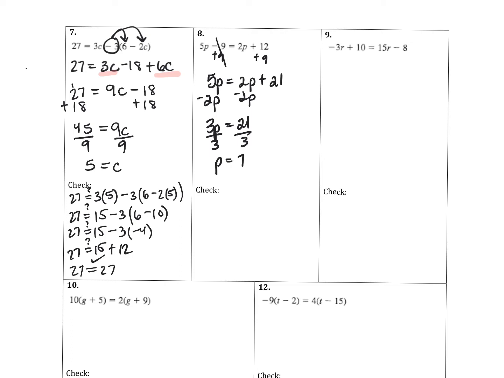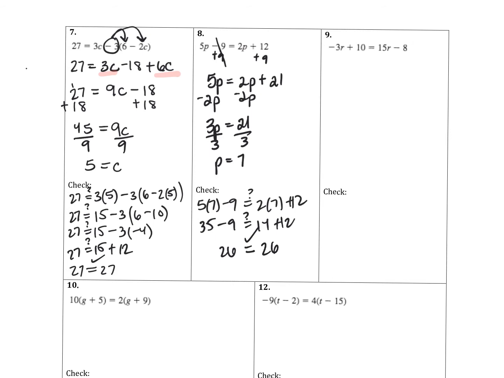To check, let's plug in 7 for p. 5 times 7 minus 9, is that equal to 2 times 7 plus 12? Let's see. 5 times 7 is 35 minus 9. 2 times 7 is 14 plus 2. 35 minus 9, that's 26. And I actually made a mistake. This is 12, not 2. My bad. And 14 plus 12 is 26.